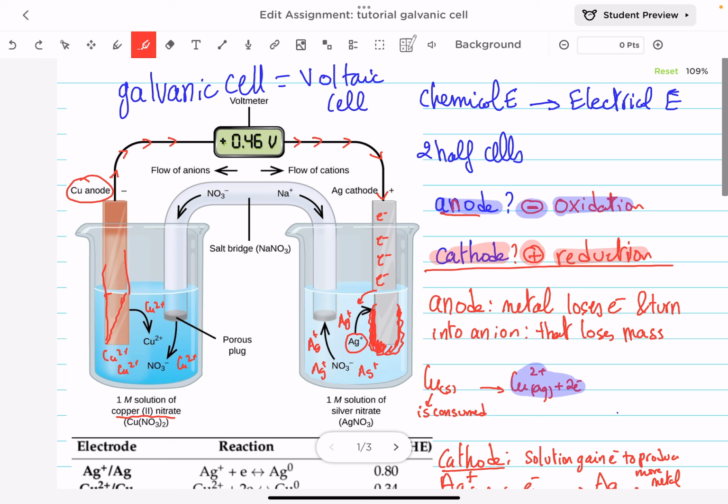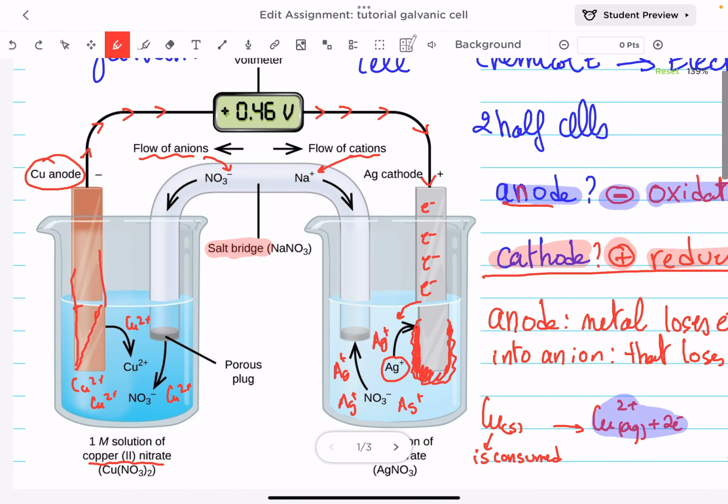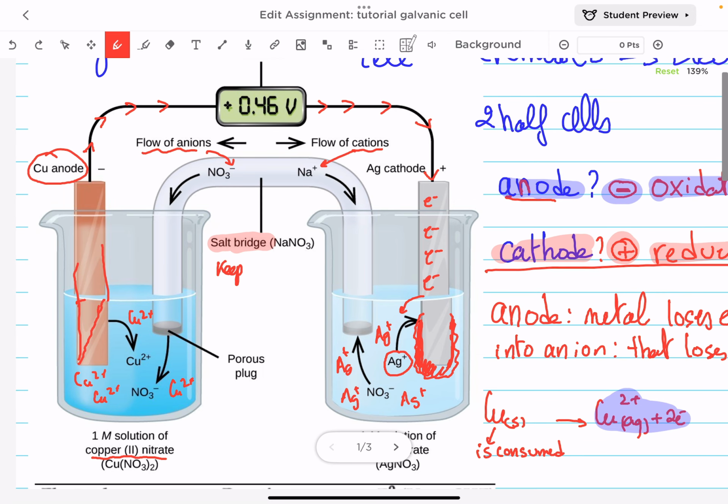Now, during this process, there is an important component of the galvanic cell called the salt bridge. The salt bridge is made up of positive ions we call cations and negative ions that we call anions. The salt bridge keeps or maintains the cell neutrality. It balances the ions inside the two half cells.